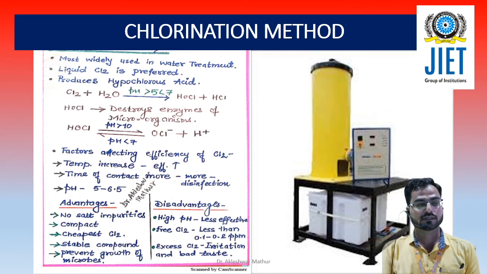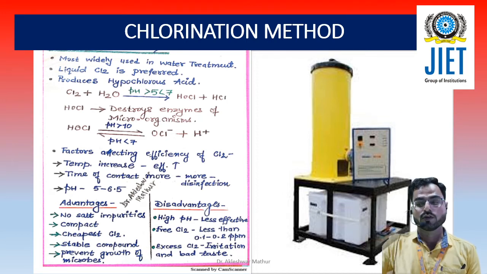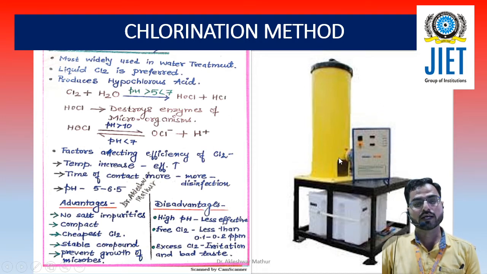Now, advantages. It has no salt impurities, because in the previous class we discussed the use of bleaching powder, which imparts calcium hardness to the water. But in the case of chlorine, you are using only chlorine gas, so there are no salt impurities in the treated water. The chlorinator, you can see in this right hand side diagram, is a very compact and systematic chlorinator in which chlorine and water are allowed to mix in a container, and the treated water is collected from the water outlet. It is the cheapest chemical.